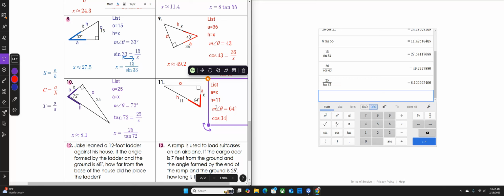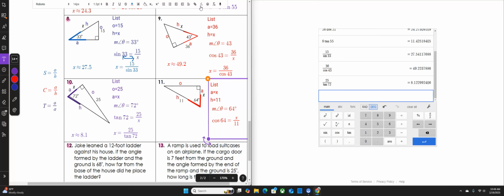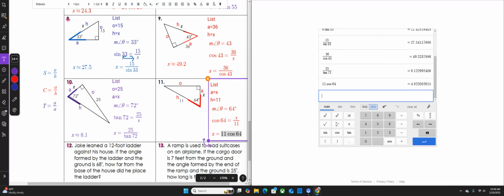So cosine of 64 will be equal to my adjacent side, which is unknown, over my hypotenuse of 11. Okay, since x is up high, we know to multiply. So x is equal to 11 times the cosine of 64 degrees. And that is going to be 4.8 approximately.